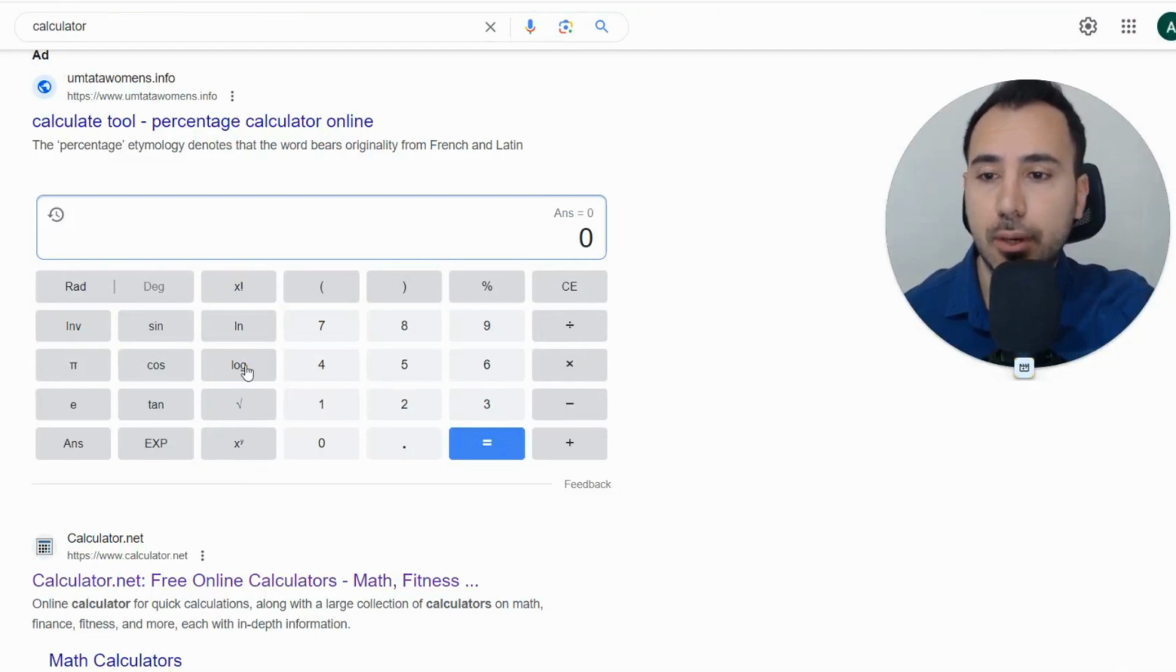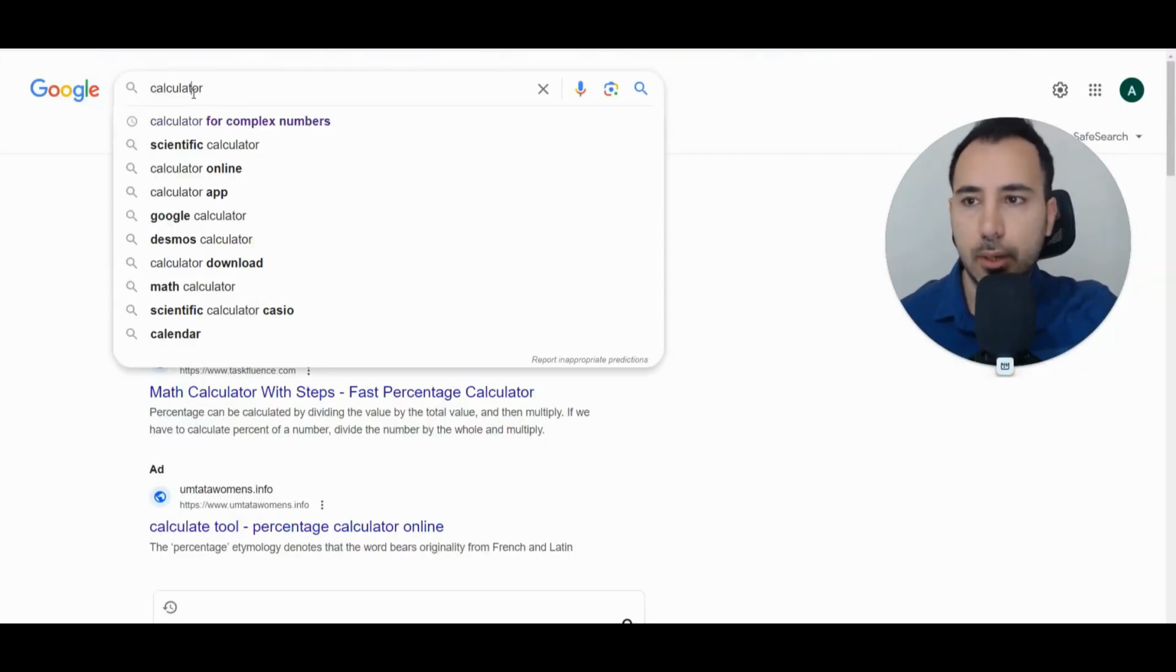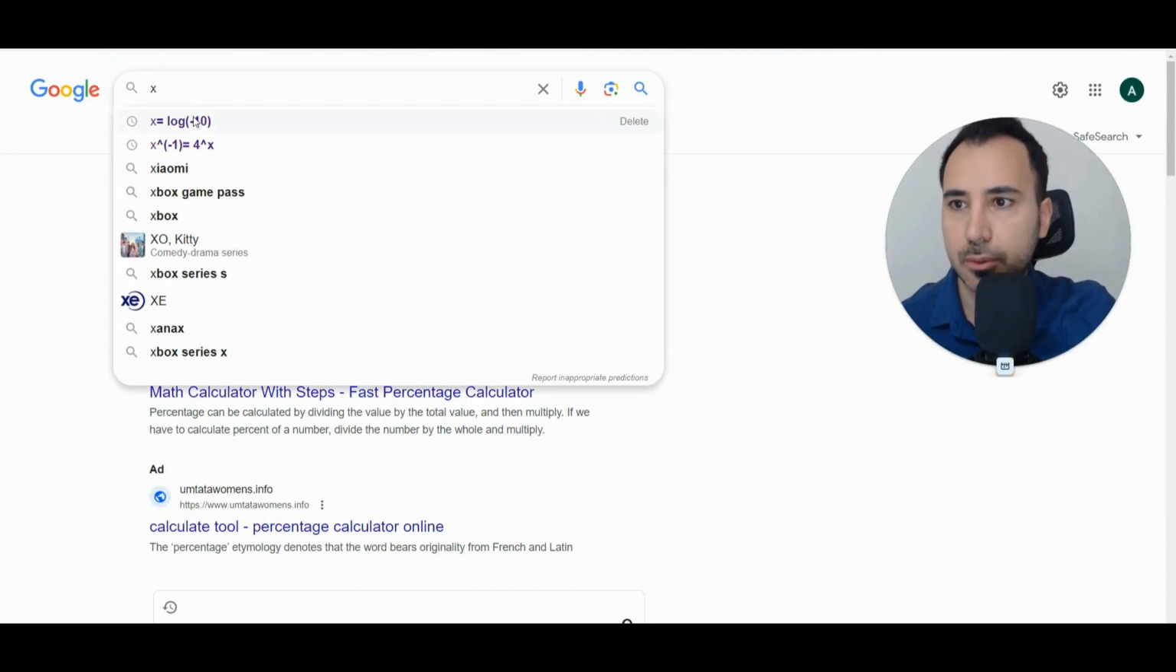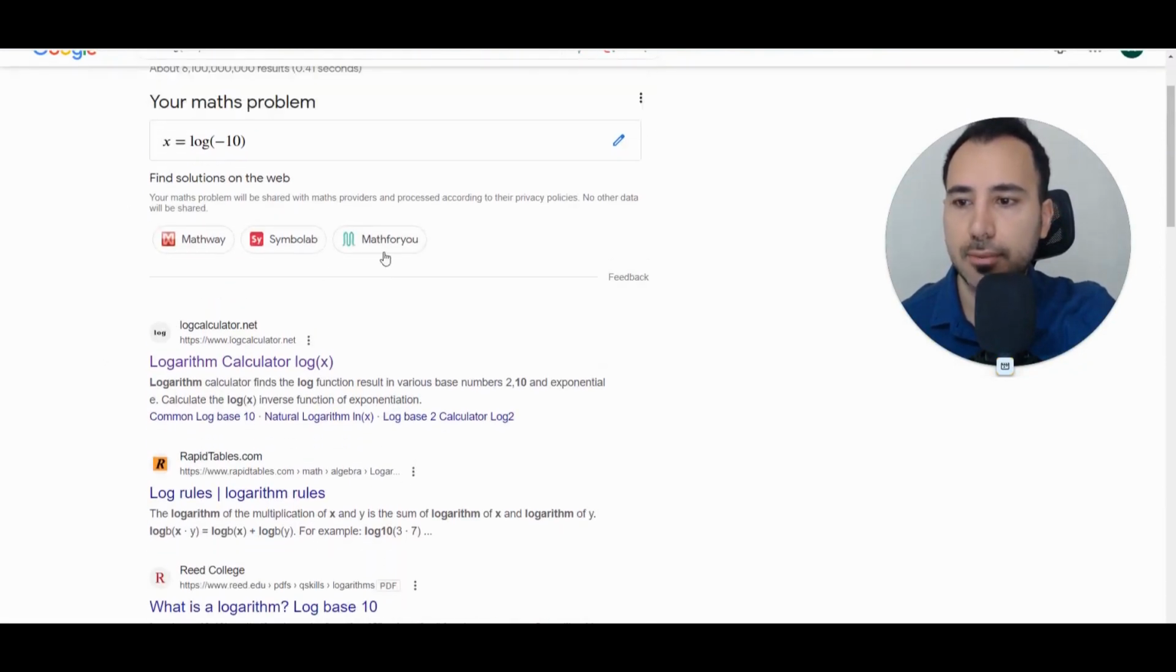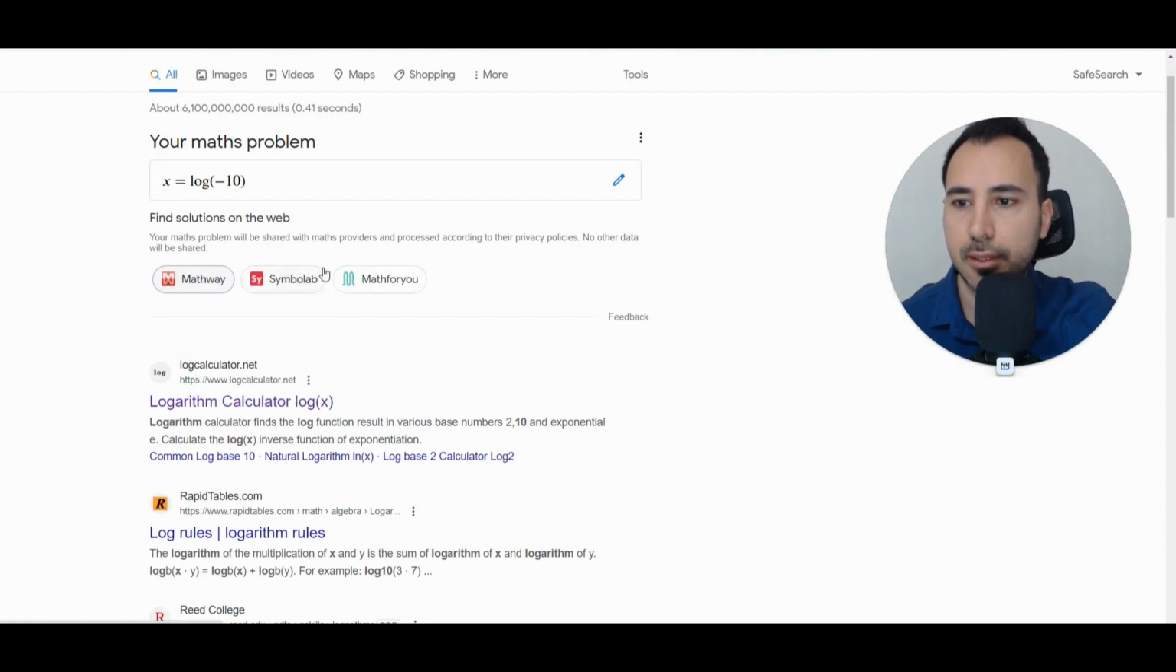Let's actually go and type in logarithm negative 10 in the Google's calculator, and this is what we get. Now let's go and turn log negative 10 into an equation. I'm going to write x is equal to log of negative 10. Then we'll have some options. Let's go and see all the options.